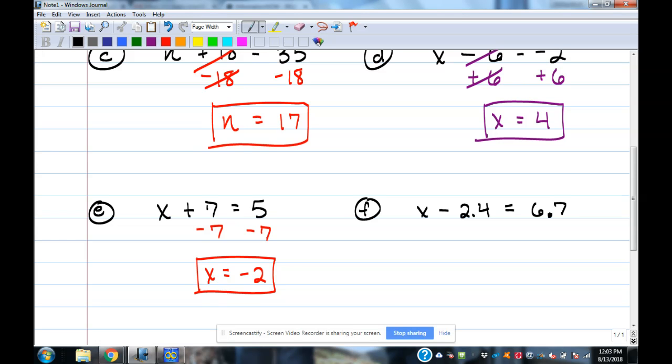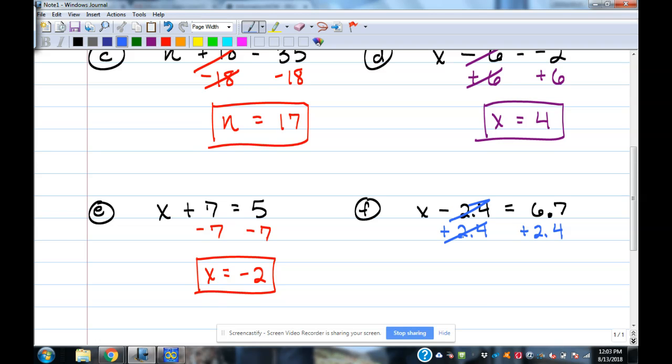Nothing really different about this other than it's a decimal instead of an integer. And we got to do what with our decimals? When we add, we have to do what with them? Line them up if we're going to do it by hand. So they're subtracting, so we're going to use addition. So we're going to add 2.4 to both sides. And make sure I'm lining up my decimals there because that's the way you're supposed to do it.